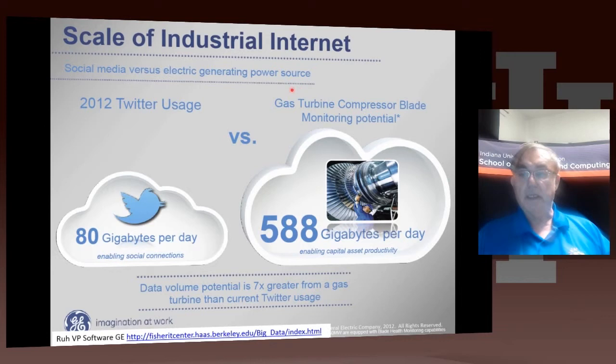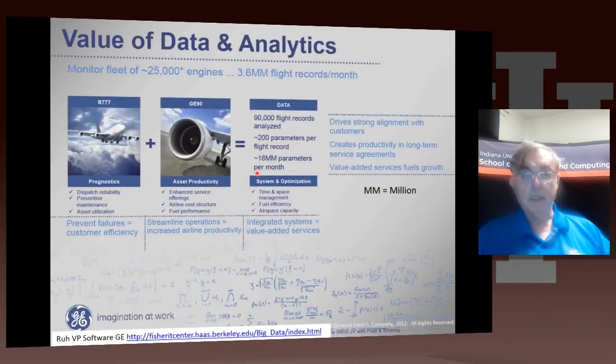So these are exciting types of sensors, which I expect to see growing use as we do more and more digital, IT-enabled industrial devices. So this is some more data on this about the value of the data that this gives from 25,000 engines, 3.6 million flight records a month, and this allows you to derive 18 million parameters every month, and it gives you fuel efficiency, gives you better capacity, gives you more reliability.